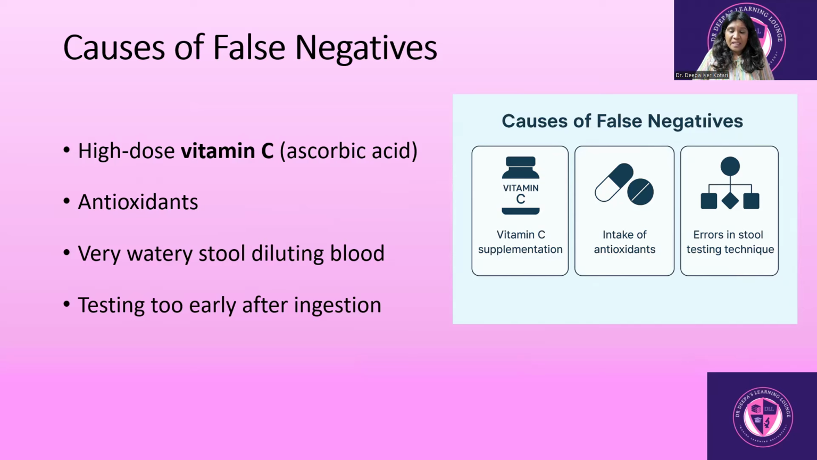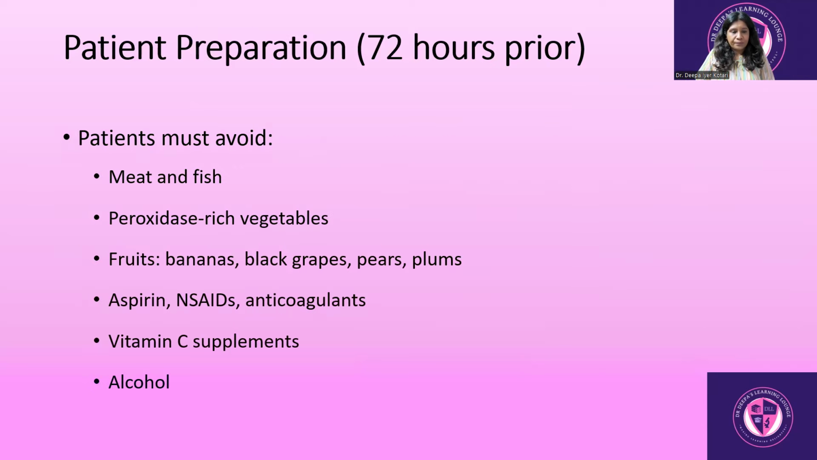If it is a completely dry, dehydrated stool also, the reactivity can be very slow, and that can also lead to a false negative result. So that is the major drawback of the guaiac fecal occult blood testing. And like I already told you, testing too early also is something that can give you a false negative. So just as I said, there are a lot of false positives and false negatives.